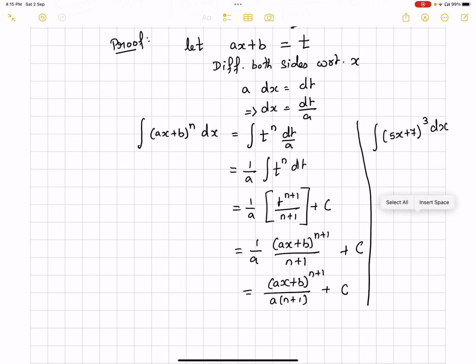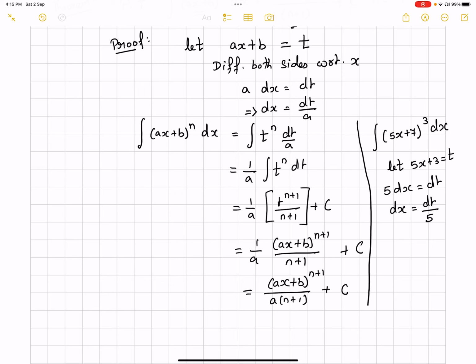In that case, what you would be doing, you would be going for substitution, obviously. So let 5x plus 3 be equal to t. Then when I'm differentiating both the sides with respect to x, I would be getting 5 dx is equal to dt. That means dx is equal to dt divided by 5.